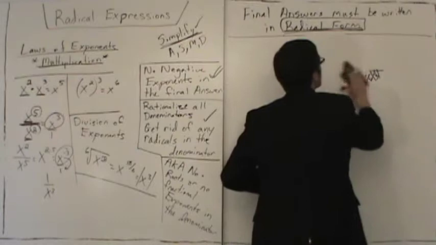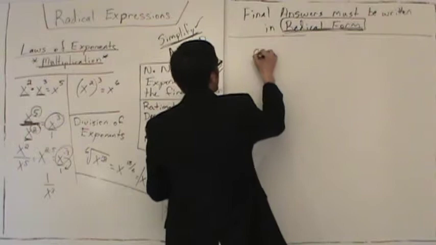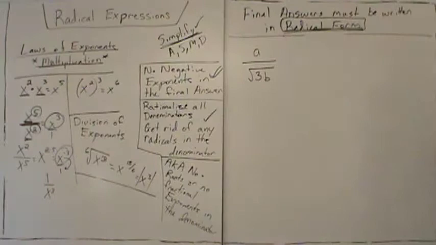See, number 29 says a over the root of 3b. So looking at this problem, it's already written in radical form, so we don't have to convert the final answer to radical form. But what do we notice about this problem?